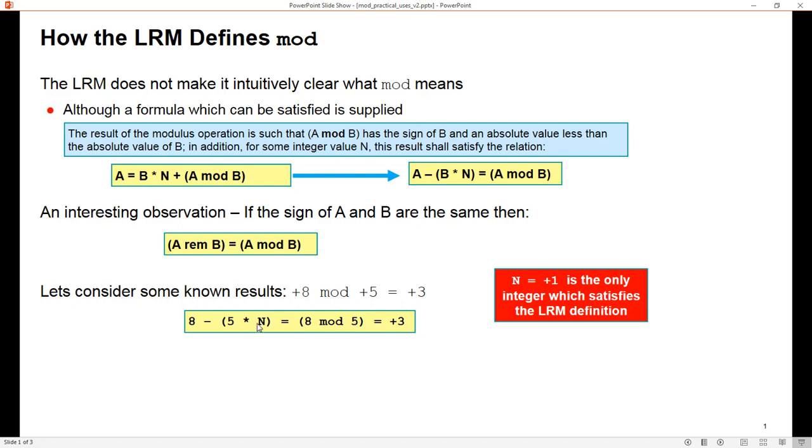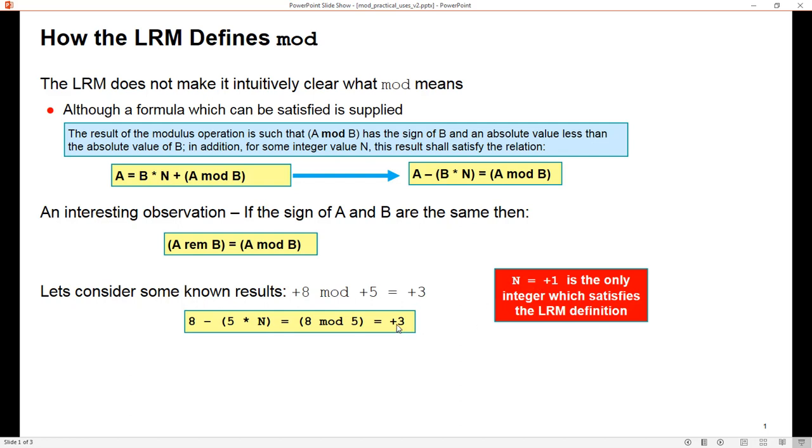If the result was minus 2, then that is not following the sign of b. b is plus 5. If we have the value 1 here, okay, so 8 minus 5 times 1 is 8 minus 5 equals 3. So that number we've chosen here, the integer plus 1, is the only integer that will satisfy those equations. Therefore, this confirms to us that the result of a mod 5 is plus 3.